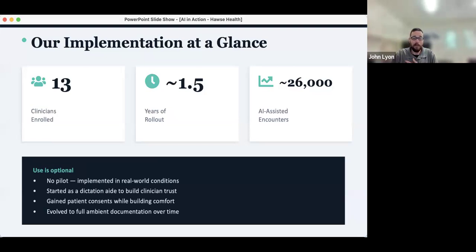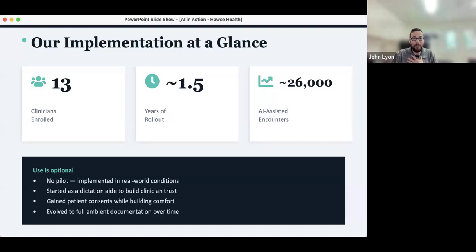We enrolled 13 clinicians over about a year and a half. As of right now, we're sitting at a little over 26,000 AI assisted encounters. Use was optional. It still is optional. We're in rural West Virginia, so we didn't have the ability to run any sort of an isolated pilot or anything like that.